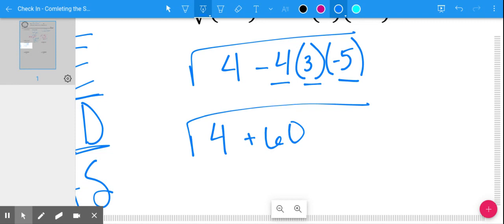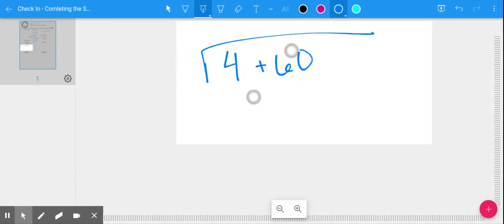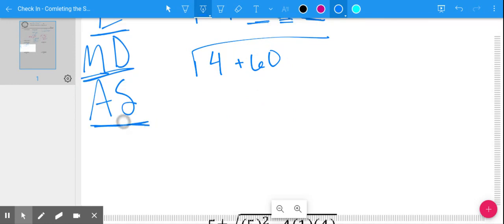Remember you can put that in the calculator. Negative 4 times 3 gives me negative 12, times negative 5 gives me a positive 60. That's why we have the plus 60 there. Next comes addition and subtraction. So we're going to add 4 plus 60 gives me 64. And then we know that the square root of 64 is 8, but we're in our quadratic unit, so we're going to be used to writing it as plus or minus 8.